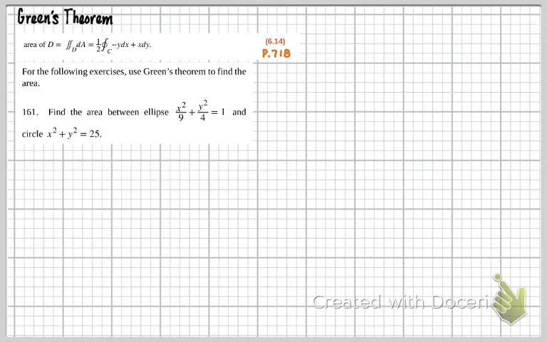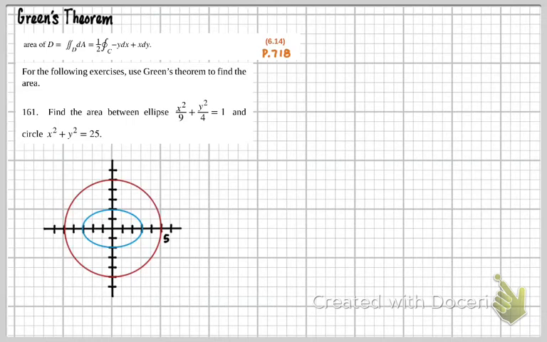For the following exercises, use Green's theorem to find the area. So that means we're going to find the area between the ellipse, which is x squared over 9 plus y squared over 4 equals 1, and the circle, x squared plus y squared equals 25. That circle is of radius 5, and the first one's an ellipse. I'm going to draw these graphs here so you can see what they look like together. The blue one is the ellipse, and the red one is the circle. If we look at those together, we can see what's going on.